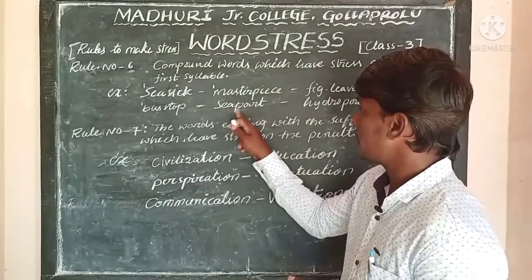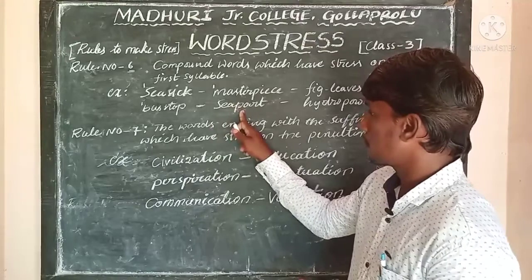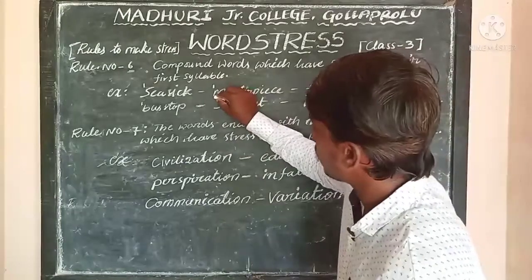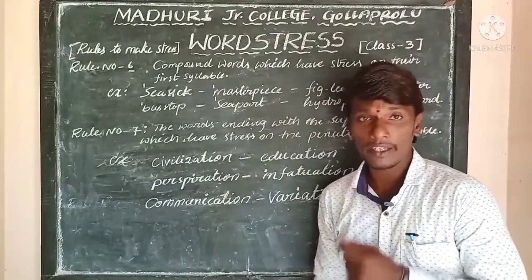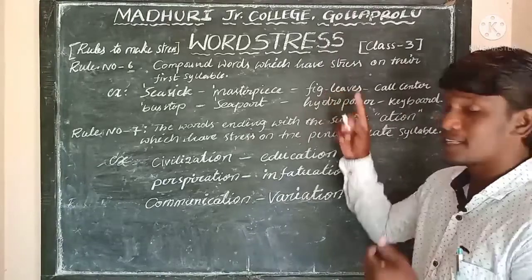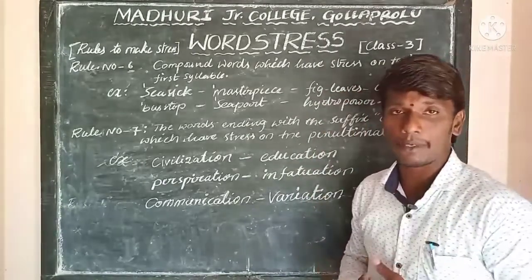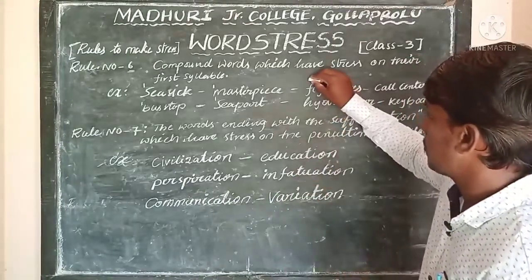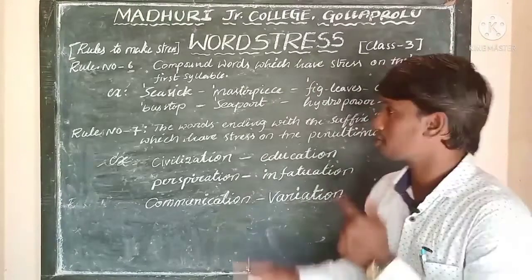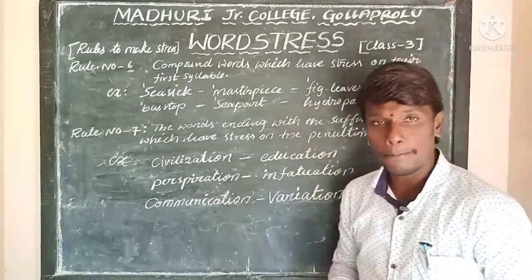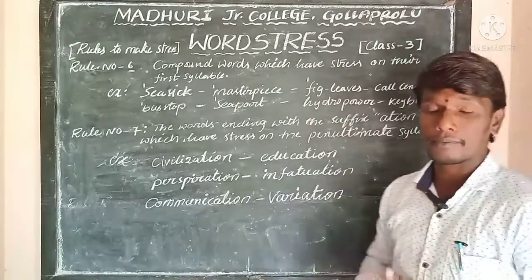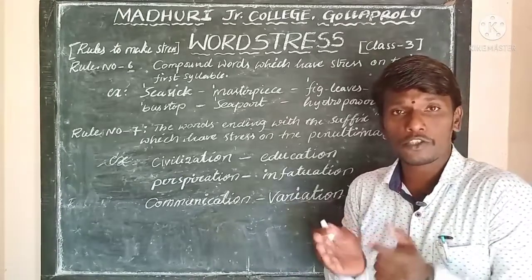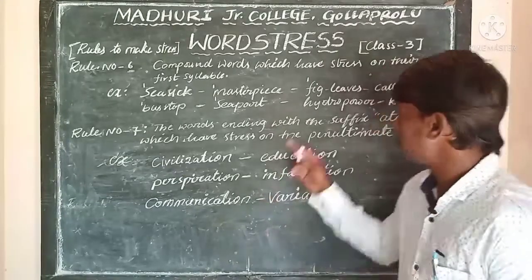And here, seaport, a disyllabic word. Port is a separate word and sea is also a separate word, so it is a compound word. Stress is on the first syllable. Let's move on to another one: pig leaves. Pig is a separate word and leaves is also a separate word, but when you combine them, it has a separate meaning. So pig leaves is a compound word, and stress is on the first syllable. Next one, hydro power. Hydro is a word and power is another word. These two words combined form hydro power.